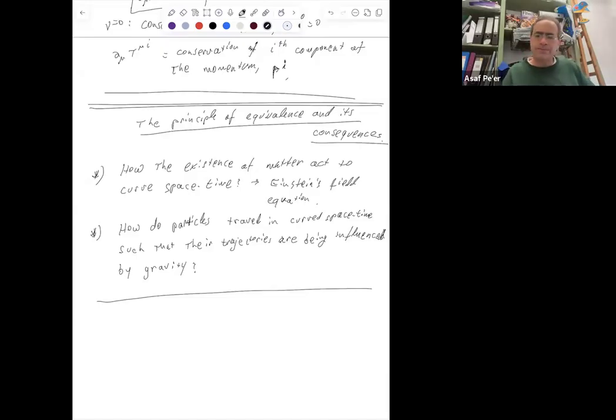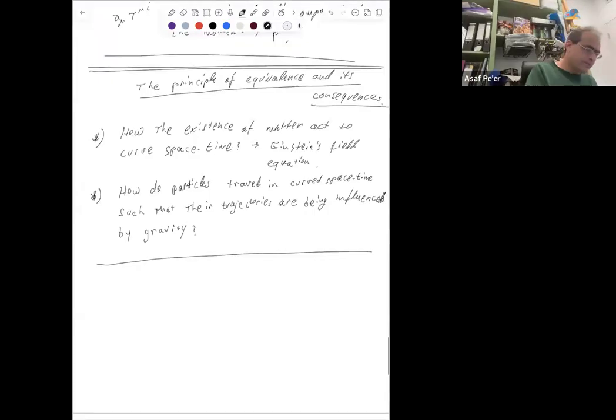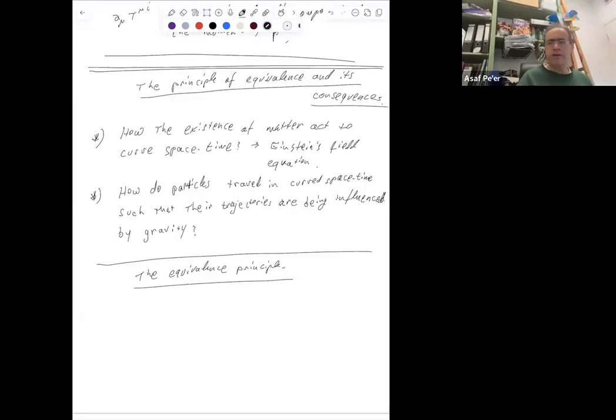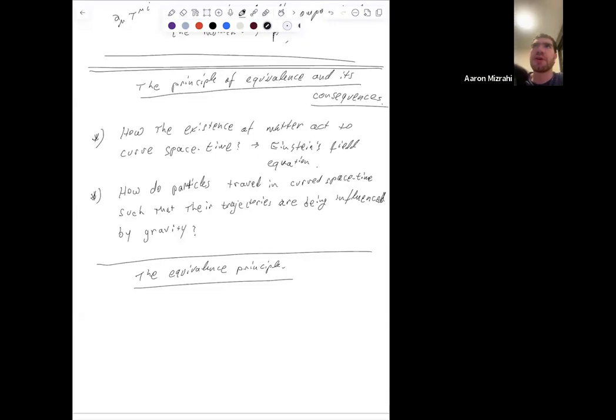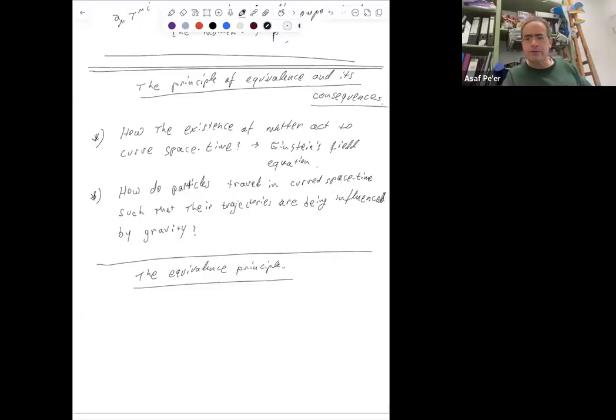And for that, we need to call for help the equivalence principle. What is the equivalence principle? The speed of light is measured the same in all inertial frames. No, that's not the equivalence principle.